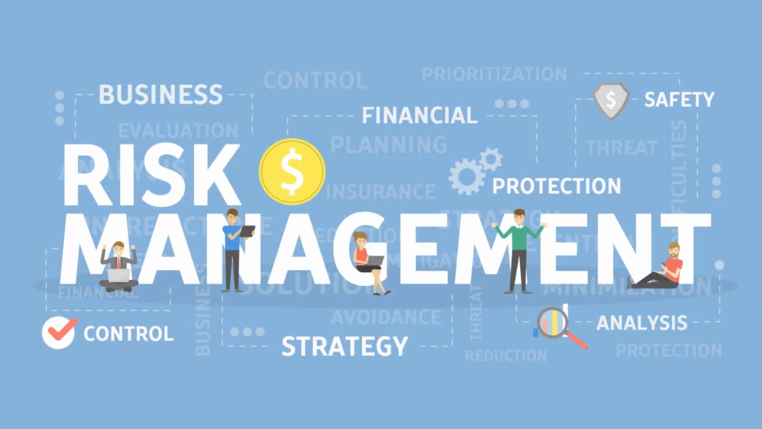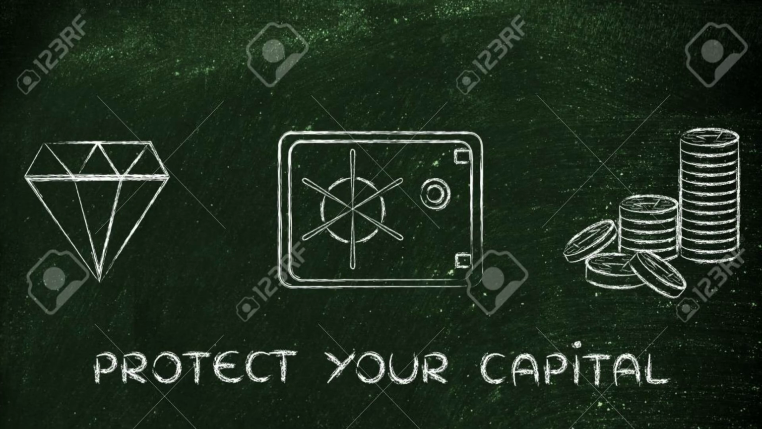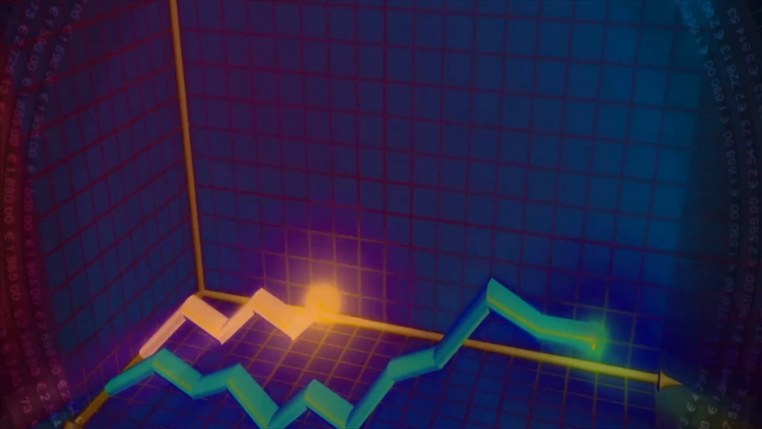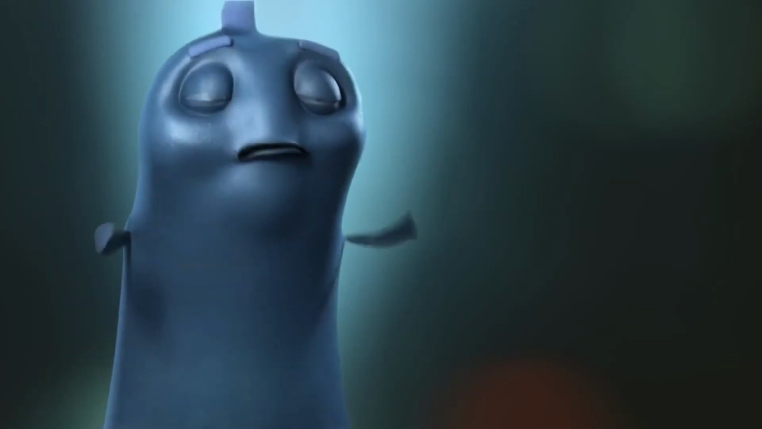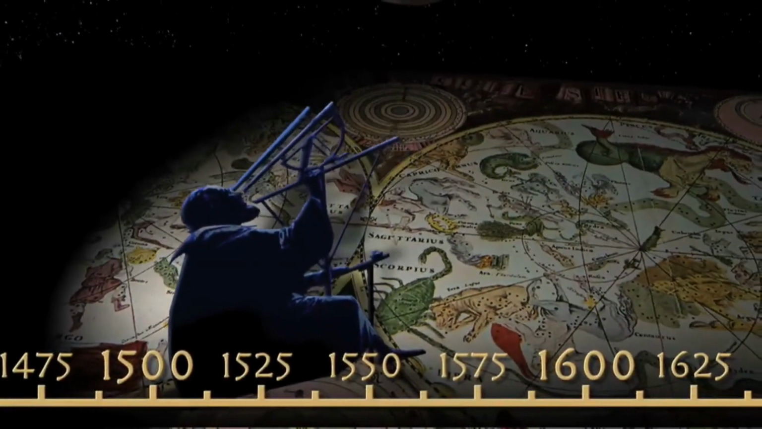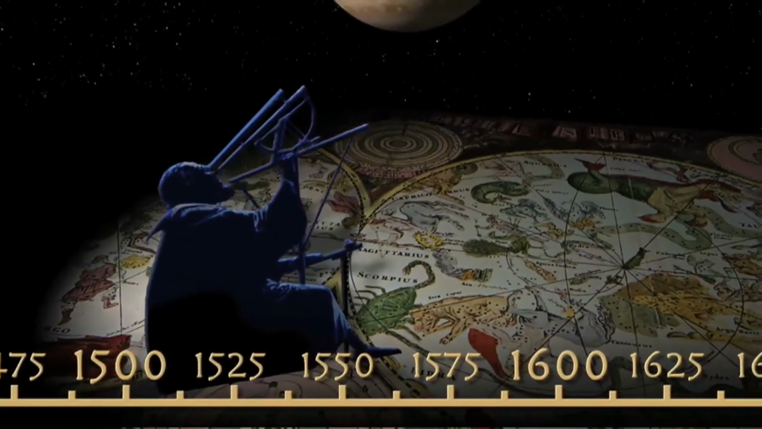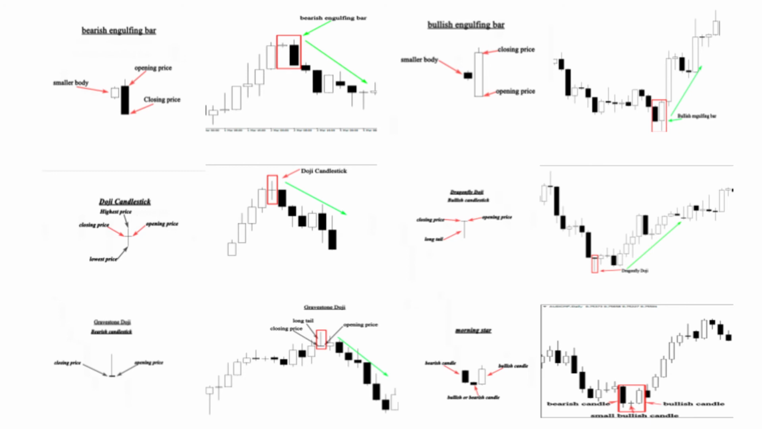Risk and capital management. Of course, you have to learn how to control your risk in order to protect your capital. Remember that you must learn to be consistently profitable. So now let's talk about history. It is important that we talk a bit of history about Japanese candlesticks.